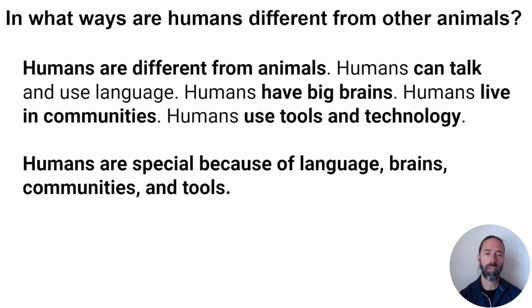Very basic. Humans are different from animals. Kind of repetition, what is happening here. Humans can talk. We can use language. Humans have big brains. Humans live in communities. Humans use tools and technologies. Humans are special because of language, brains, communities, and tools. So there's a lot of repetition. Humans, humans, humans, humans. Basic language: can, have, live, use, basic present simple.